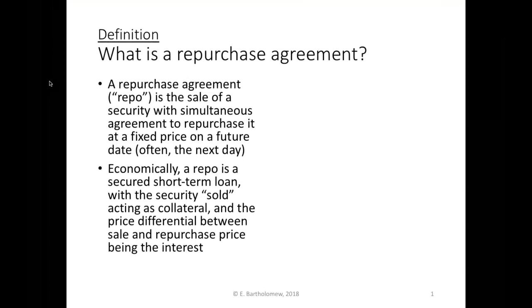Let's start with the definition. Technically, a repurchase agreement, or repo, is the sale of a security with a simultaneous agreement to repurchase it at a fixed price on a future date, often the next day. Economically, however, a repo is a secured short-term loan with the security being sold acting as collateral and the price differential between the sale and repurchase price being the interest.